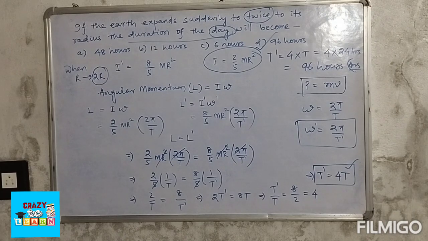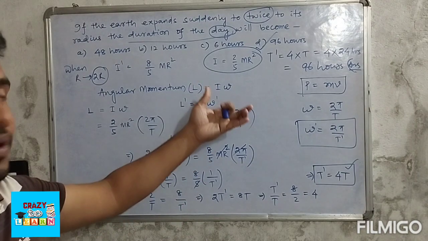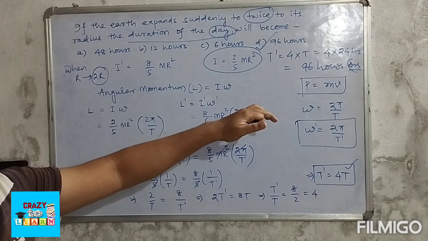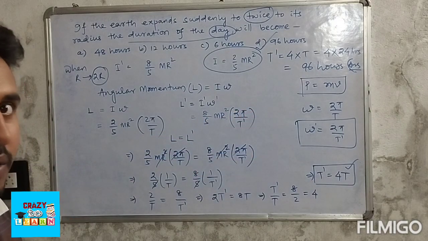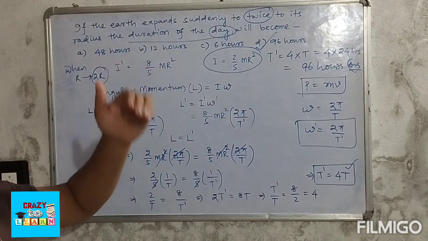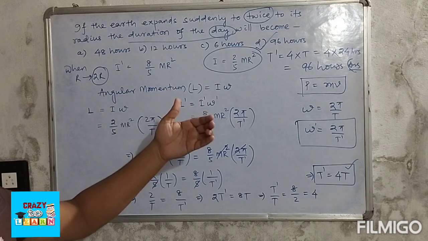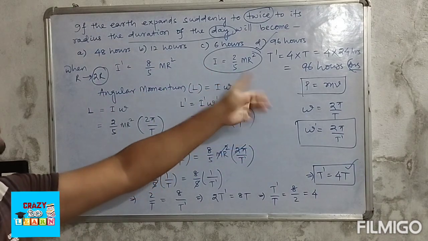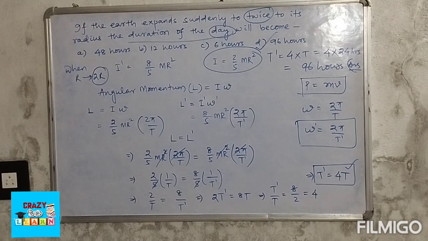Clear? Now the new time period is 4 times the previous one. So the normal time period is 24 hours for one day. So now the new time period is 4 times the normal one. So 4 times 24 hours, that means 96 hours. All of you are clear? Okay.